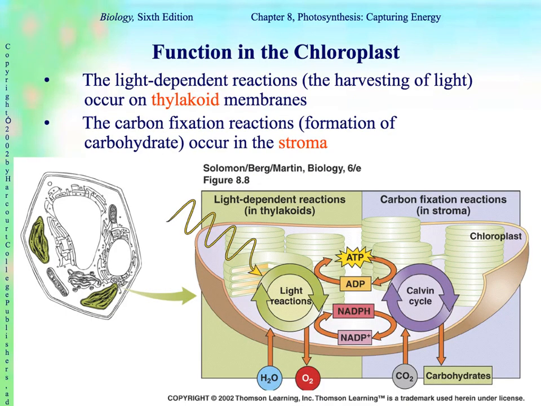Okay, so when you're looking at that equation, we have two different types of reactions occurring. The light-dependent reactions and the carbon fixation reactions. The light-dependent reactions are going to occur in the thylakoids, and then the carbon fixation reactions are going to occur in the stroma, which is the fluid part where the enzymes are in the chloroplast.